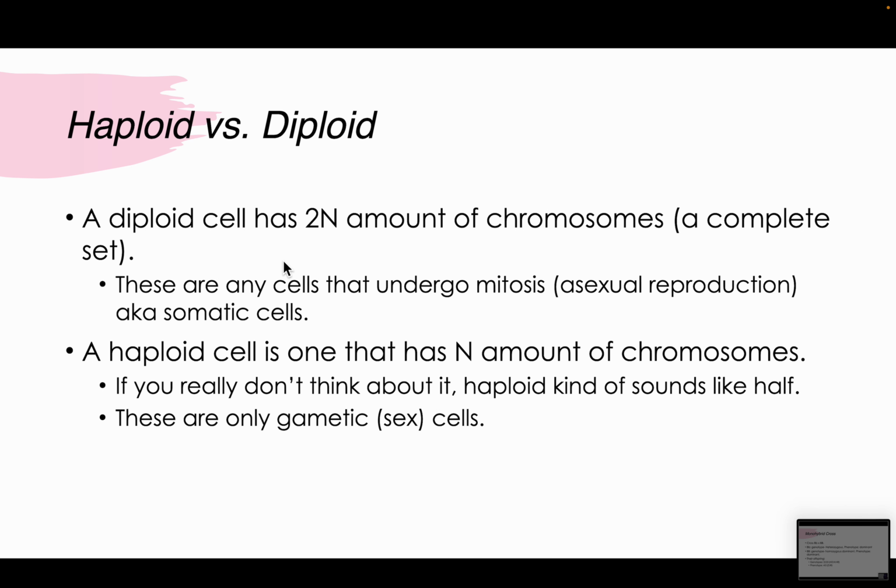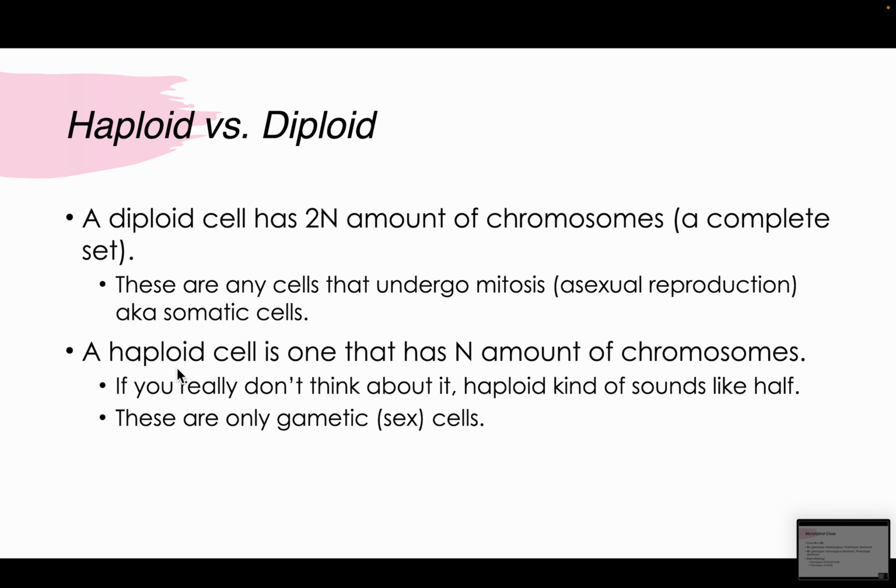And then haploid versus diploid. A diploid is basically a normal cell. It has what's called 2N, or 2, whatever your number of chromosomes are, which is a complete set. These ones, when you look at them in the cell, they have an X. That's that X shape. These are any cells that undergo mitosis or asexual reproduction, aka somatic cells.